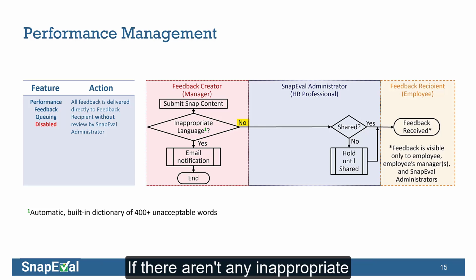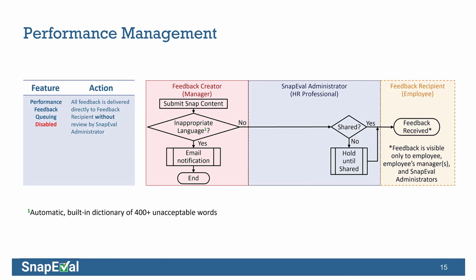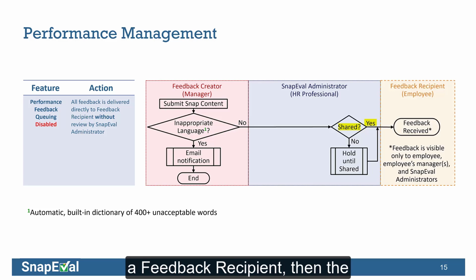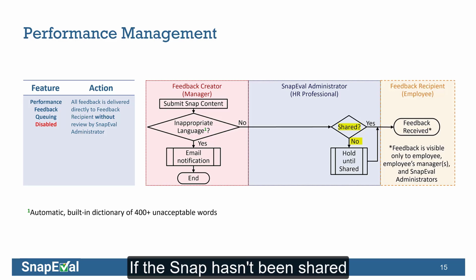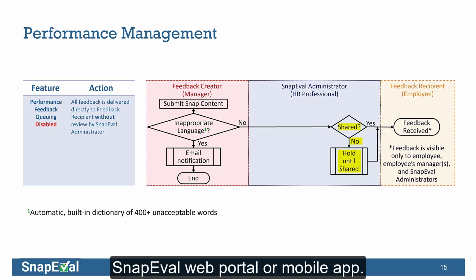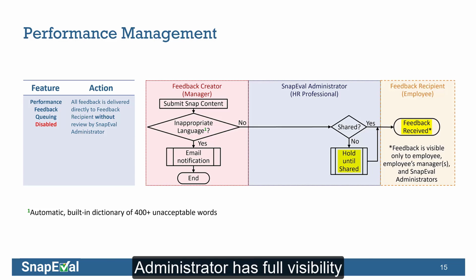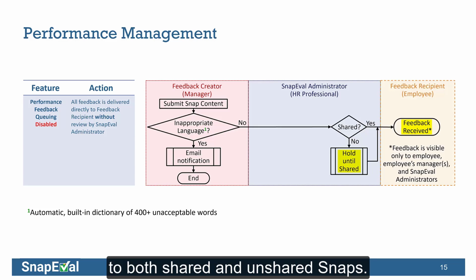If there aren't any inappropriate words in the snap, then it goes to the next step in the process. If the snap has been shared with a feedback recipient, then the recipient receives an email and smartphone push notification, and the recipient can view the snap in the SnapEval web portal and mobile app. If the snap hasn't been shared with the feedback recipient, then the recipient can't view it in the SnapEval web portal or mobile app. Notice that the organization administrator has full visibility to both shared and unshared snaps.